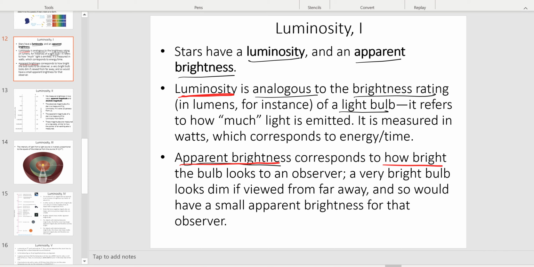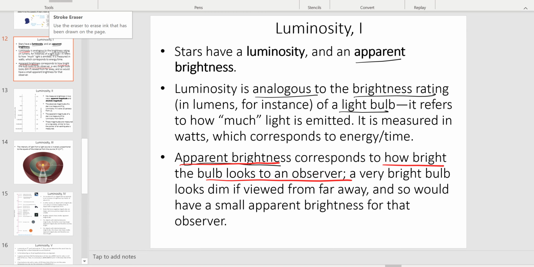And the difference, of course, is that if you have a very bright bulb, like a stadium light, that's very far away, it will appear to be dim. Let's take an astronomical example. The luminosity of Betelgeuse is much greater than that of the sun, thousands of times greater. Off the top of my head, I don't remember the number. But the apparent brightness of Betelgeuse is much smaller because it obviously looks dimmer since it's much farther away.